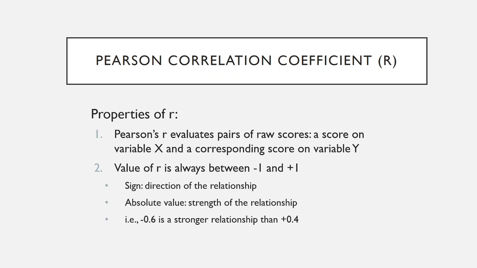So again, in interpreting the strength of your R, you don't need to look at the sign. You don't get rid of the sign, because that tells you valuable information about the direction of the relationship. But make sure that when you interpret the strength of your R, you're not looking at the sign, you're just looking at the absolute value.